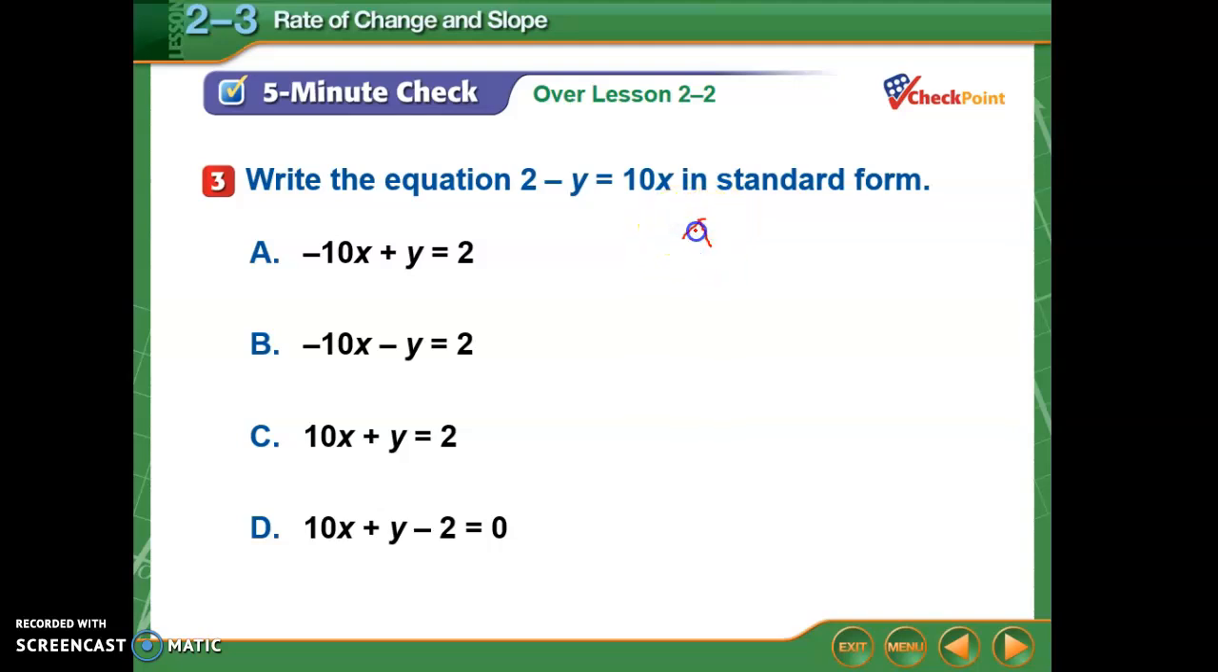Alright, to help you remember, it is ax plus by equals c. So we're going to convert this equation into this format, wherein x and y are next to each other, and the right side of the equation is the constant. We're going to move 10x to the other side and then 2 to the other side. You can start with minus 10x here.